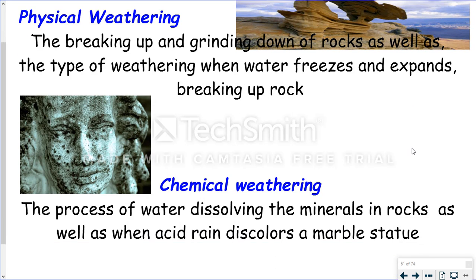Chemical weathering is the process of water dissolving the minerals in rocks, as well as when acid rain discolors a marble statue. So this statue is being discolored because of the rain that is wearing away the natural chemicals in the rock.